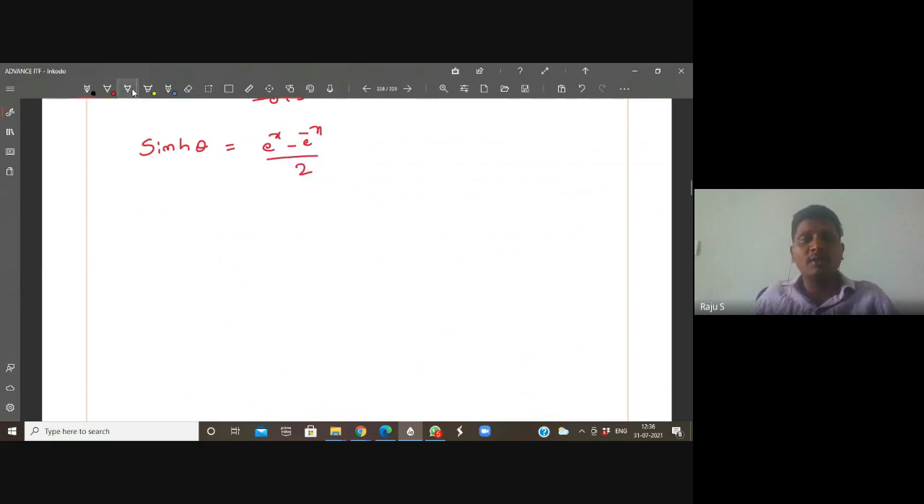Students, everyone okay? We have to remember sinh theta, then after that cosh theta is e power x plus e power minus x all divided by 2. When you remember these two values, then we can easily write tanh theta.